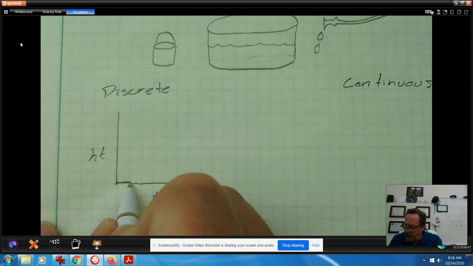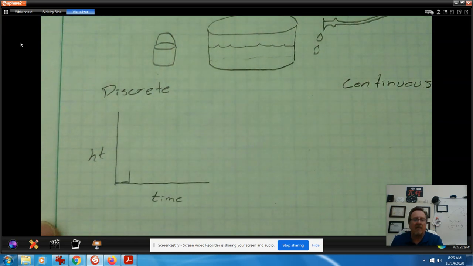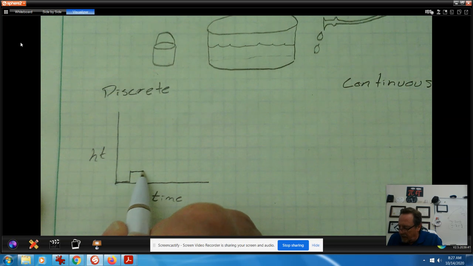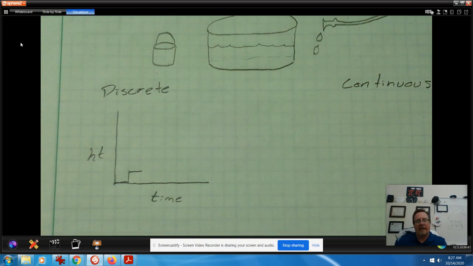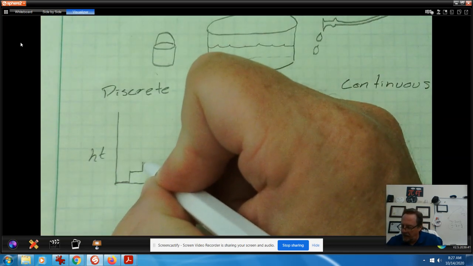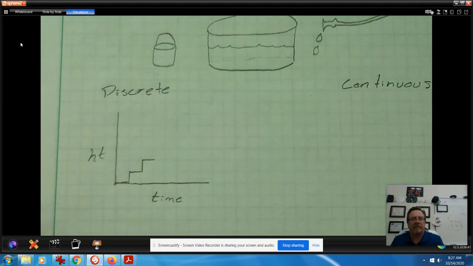And then I pour a bucket in, and suddenly the height of the water raises instantaneously. I just pour that bucket right in, just dump it in, and suddenly that pool has some water in it. There's a height to that water. And then I dump the next bucket in, and it instantaneously goes up from that level to another level. Okay?